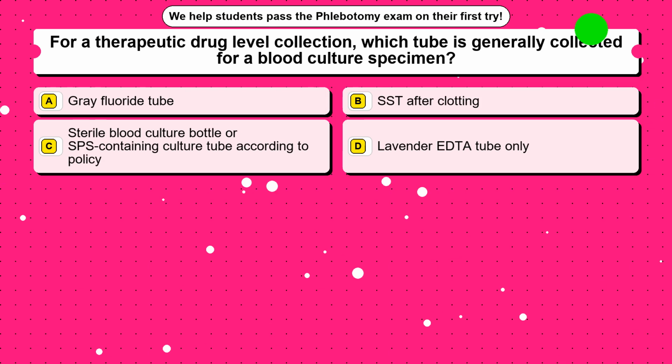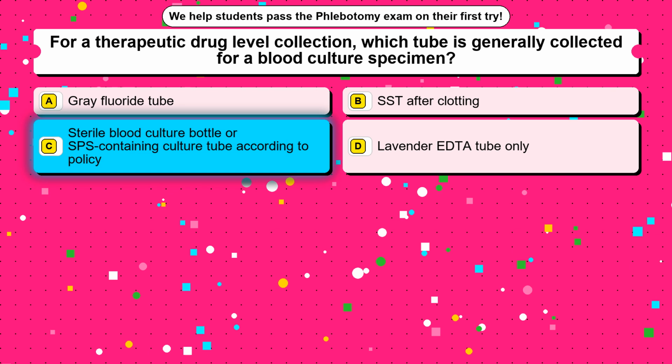Question 7. For a therapeutic drug level collection, which tube is generally collected for a blood culture specimen? Option A, gray fluoride tube. Option B, SST after clotting. Option C, sterile blood culture bottle or SPS containing culture tube according to policy. Option D, lavender EDTA tube only. The correct answer is option C. Sterile blood culture bottle or SPS containing culture tube according to policy.